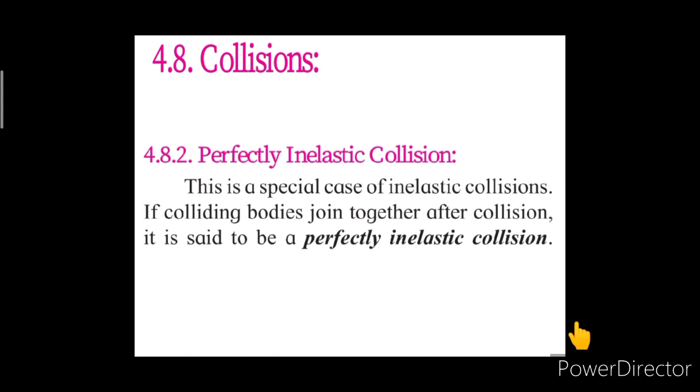Let's have the examples. Now consider a bullet fired towards a block kept on a smooth surface. The collision between the bullet and the block will be elastic if the bullet rebounds with exactly the same initial speed and the block remains stationary. Now, if the bullet gets embedded into the block and the two move jointly, it is a perfectly inelastic collision. Here we are considering a bullet fired towards a block kept on a smooth surface.